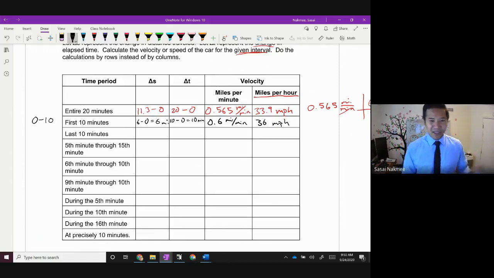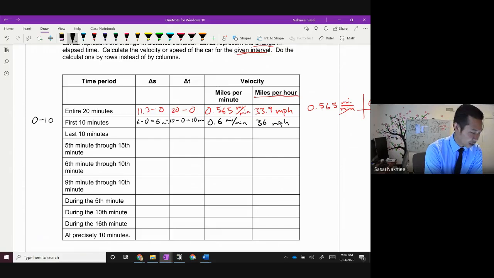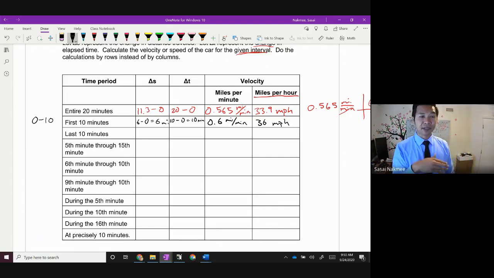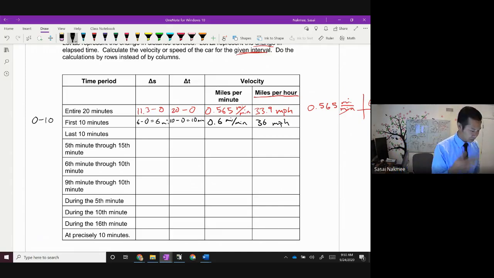How you guys doing? You guys okay? This is the part where we're connecting from the last section of the last chapter, calculating the average something. So I'm looking at the average speed, if you guys are understanding what's going on here. I was looking at the average speed for this trip for the whole 20 minutes. That's the first row. Second row is telling me what the average speed was for the first 10 minutes. Okay, let's keep going.